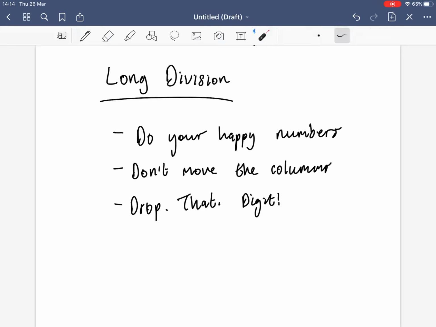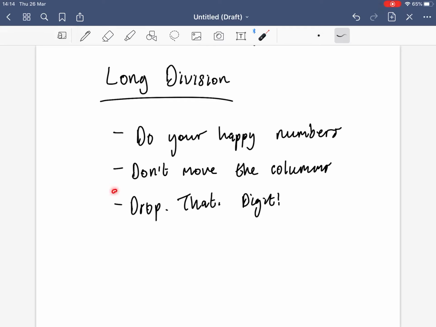The things I'm going to be looking for from you today is to make sure you do your happy numbers. Now, they're your times tables. I want you to always do your times tables down the left-hand side of the page, because then you know all the numbers that you're going to be working with, and you won't make any mistakes.